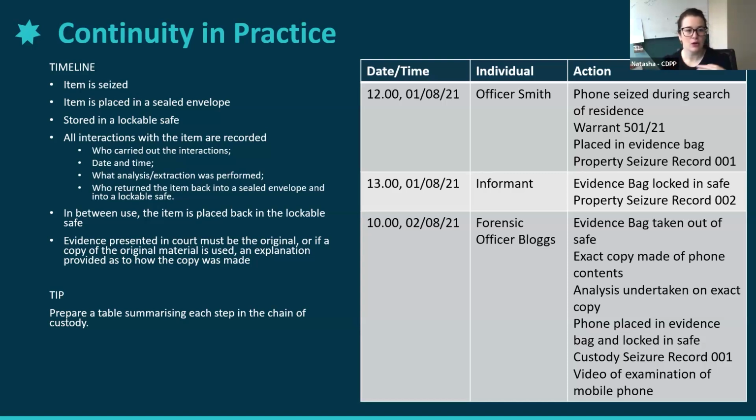Throughout that, we can then follow who has made a copy, where the evidence has been stored, who got out the evidence to make the copy, and that the evidence itself was put back in a safe. And it just means that there is no area that defence can then target to say that there was an opportunity for that evidence to be tampered with.